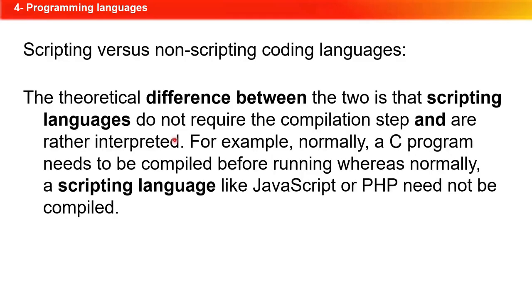So for example, normally C needs to be compiled because it is highly hardware specific, whereas scripting languages like JavaScript and PHP do not need to be compiled. They can run on top of what is called a runtime, which is installed usually with the PHP product or with a browser.